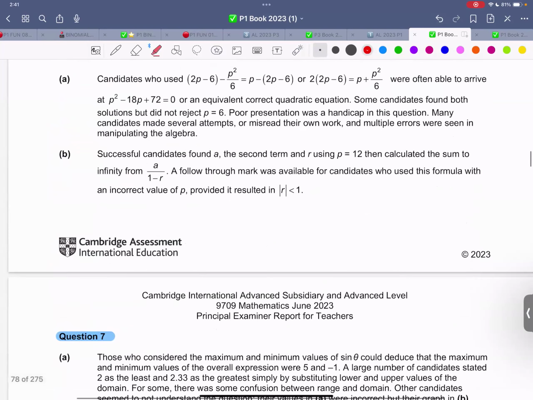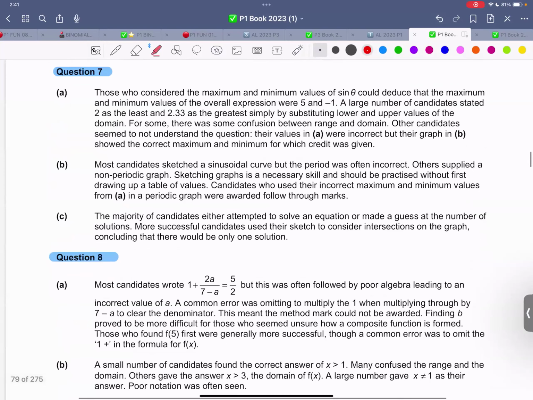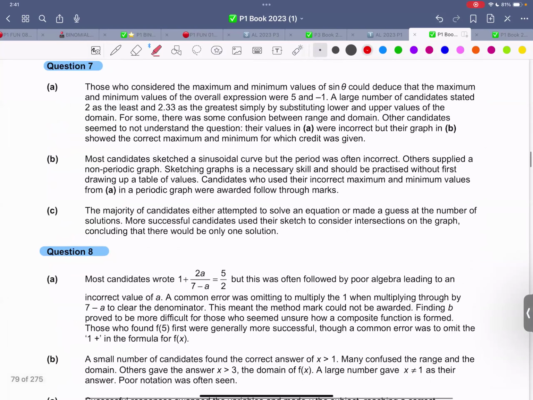Question number 6, that's AP, ignore it. Question number 7, that is trigonometry. Let me highlight this. Those who considered the maximum and minimum values of sine theta could deduce the maximum and minimum value of the overall expression. A large number of candidates stated 2 as the least and 2.33 as the greatest, simplifying by substituting lower and upper values.